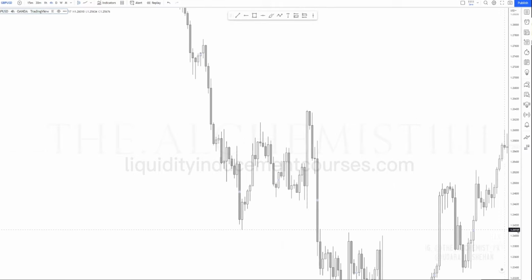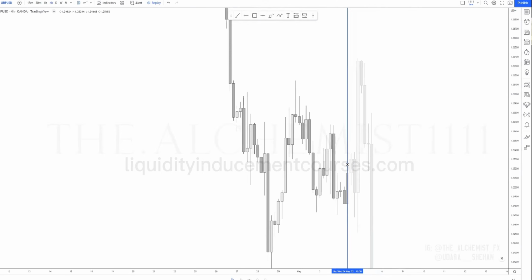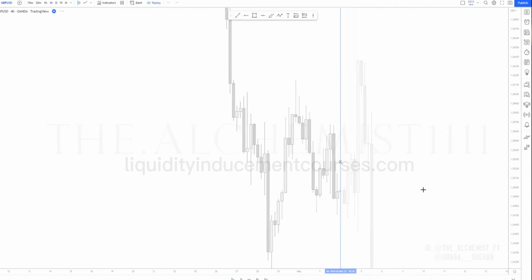Look at this one. Where did this tap into? Took out this swing high, took out this swing high, tapped right into the open close level. Tapped and boom. Look at this one. This was FOMC. Okay, I'll show you a trade with FOMC.